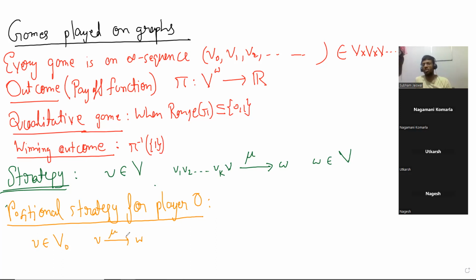And that is why it's called a positional strategy. Do you see the difference between this and this? Here it is not just based on which vertex you are at, but the entire string of the game so far, the sequence of vertices that have been visited so far. It's an infinite thing, but at every stage it is finite, just like natural numbers. But positional strategy is just a function from V naught to V, where V naught means the capital V naught.